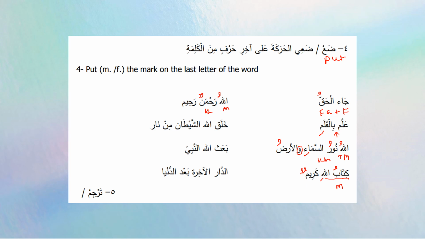Now there can be two khabars also. Rahimun, Rahmanun, Rahimun. So there are two khabars. Two sifa can come, two khabar can come. Khalaqa, fail. After fail will be fa'il. Khalaqallahu. And what did he create? Khalaqallahu ash-shaytana. Maf'ul bihi. And min is harf jar.